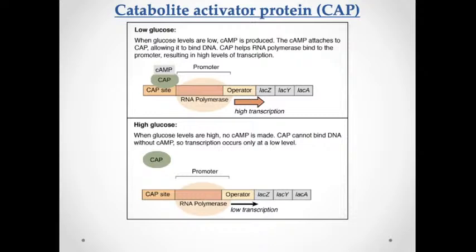Whenever there is high glucose, no cAMP is produced, so CAP cannot bind to DNA without cAMP, so transcription occurs only at a very low level in this case. That's why we have less transcription: cAMP cannot attach, and CAP cannot attach. So that's how low glucose and high glucose levels work here.